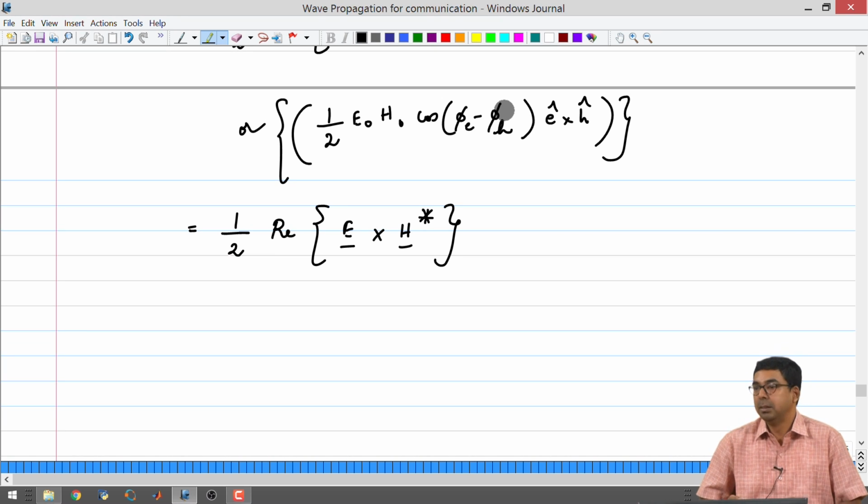So, not all electromagnetic fields can carry power. This is one thing to remember. For you to effectively deliver power from one side to the other, the phase difference between E and H is very important.